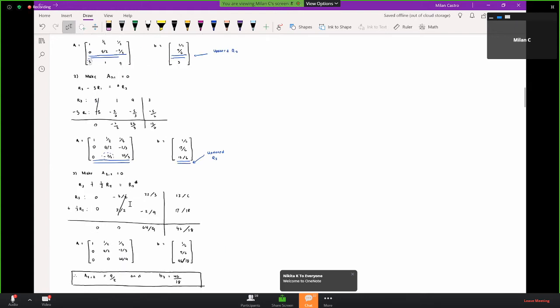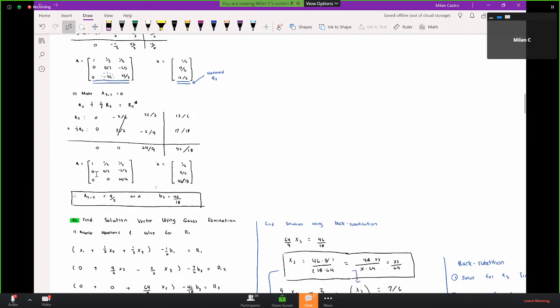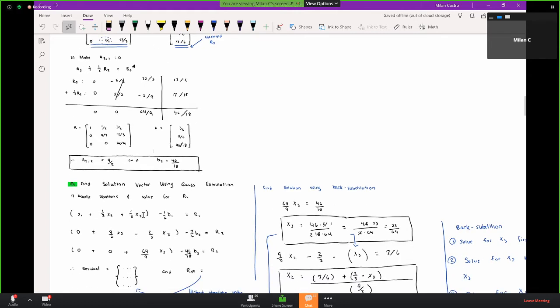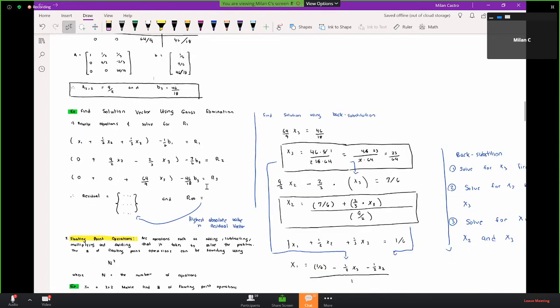All right, so once we do that, basically we want to do that because I think for this class, it's established that we want our origin to be 1, so that A11 term should be 1. All right, so let's move on if there are no other questions regarding that for Gauss elimination. Now let's move on to finding the solution vector and the residual.